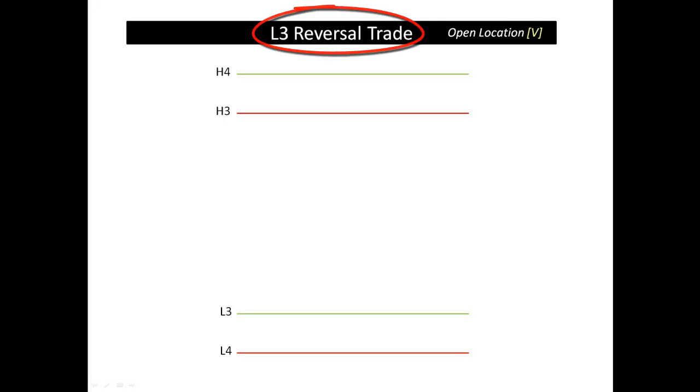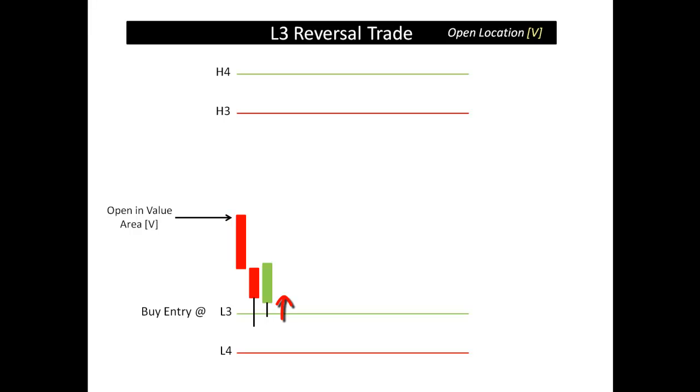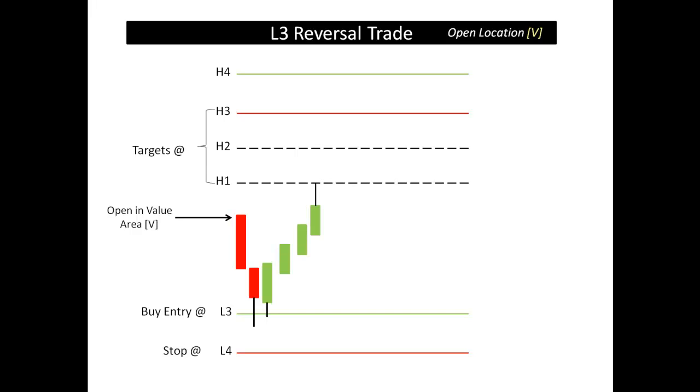And here again, we're opening in the V location, the value area. Okay, so we open in value. This time we push down instead of pushing up. We push down below the L3 level first, and then we trade back above it. Okay, our buy entry goes at L3. Okay, our stop is below L4, and again we're looking for targets of H1, H2, and of course H3.